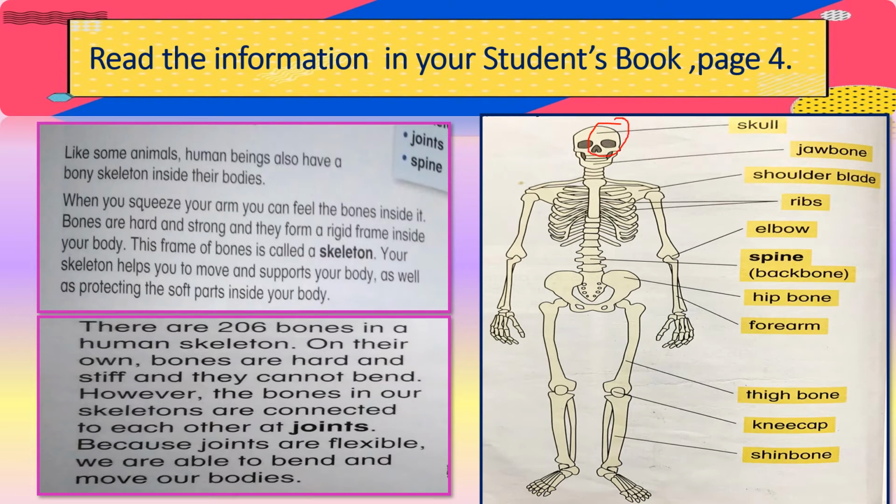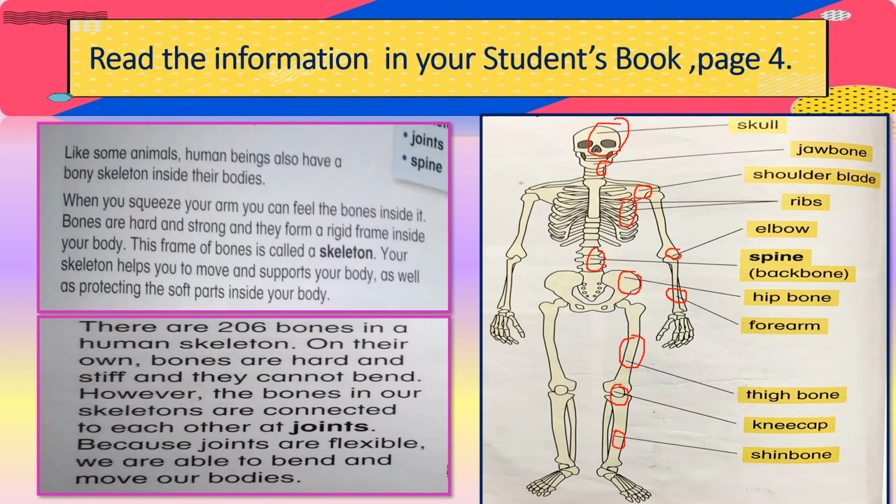We have the skull, the jawbone, the shoulder blade. These are the ribs, the elbow. This is the spine or the backbone. And this is the hip bone. These are the forearm bones. The thigh bone, the kneecap, and the shin bone.